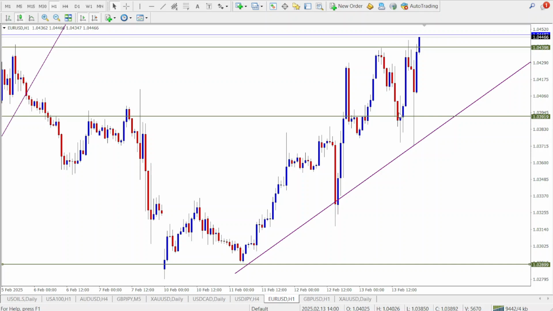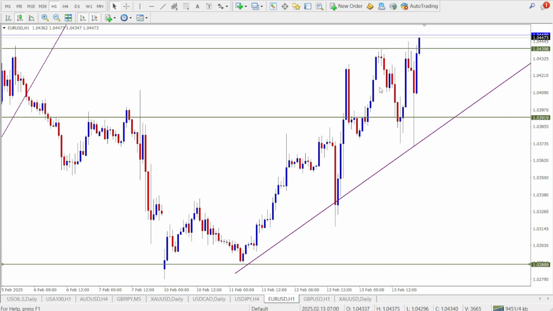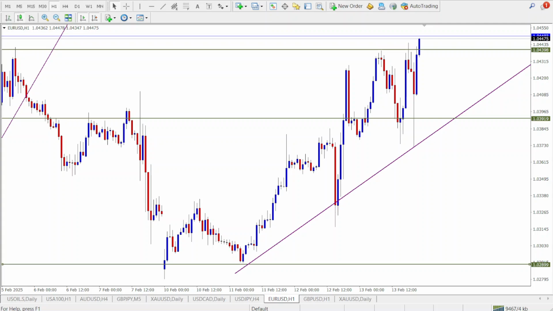Now you have a complete 1 hour price action trading strategy that you can start using right away. Focus on clean charts, key levels, and strong confirmations. And you'll be trading with clarity and confidence.